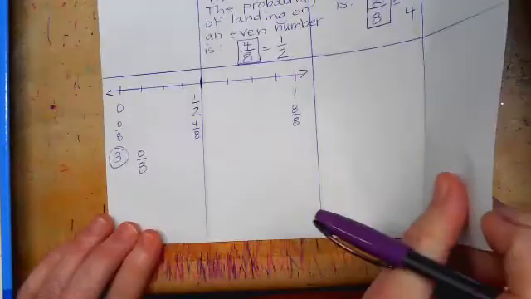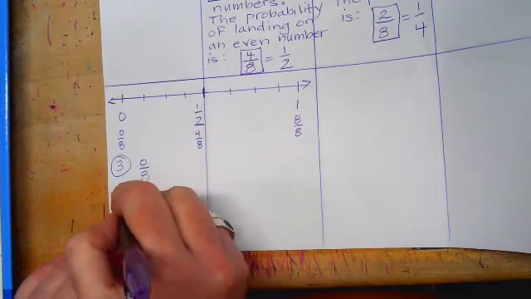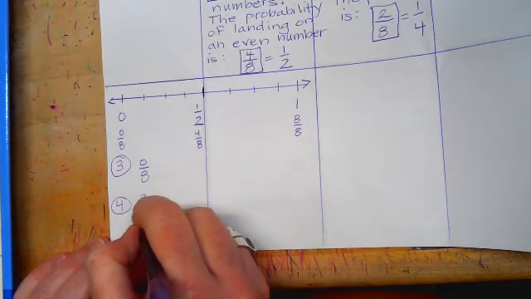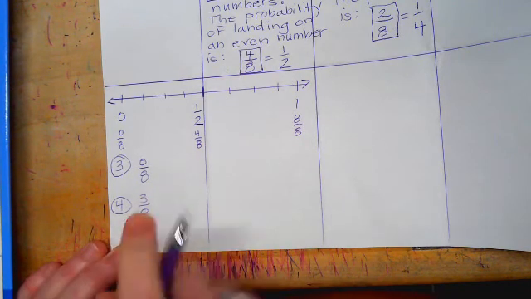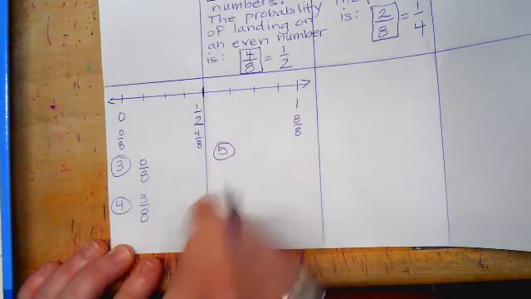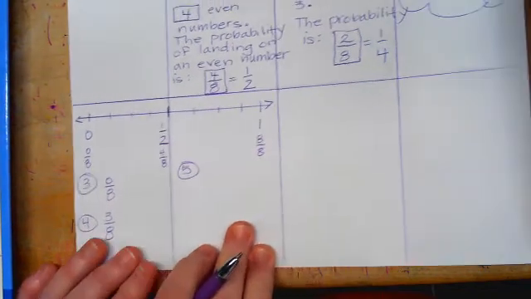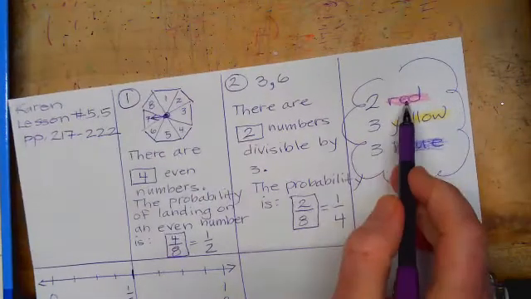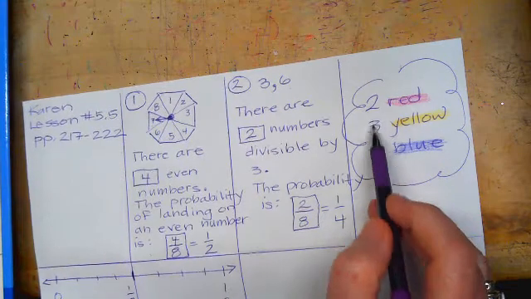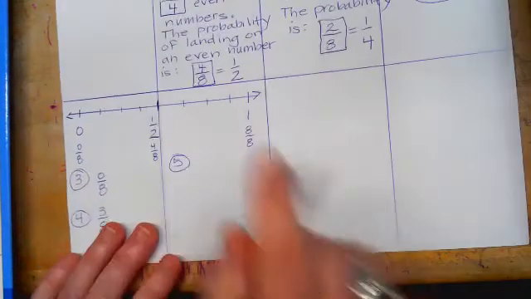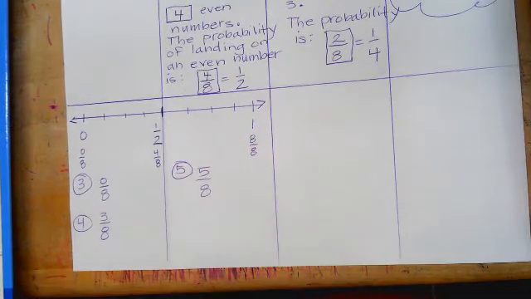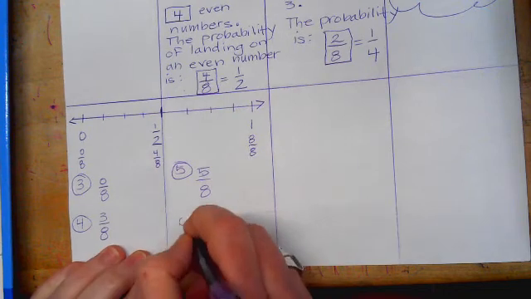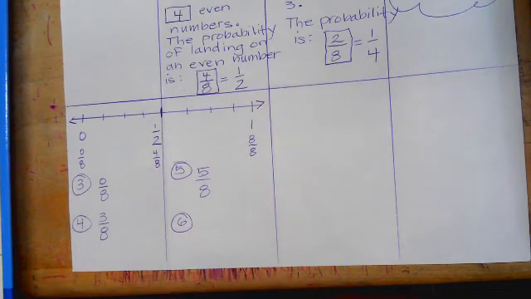The probability of drawing a yellow cube. Well, yellow, we have 3 of them, right? And we have 8 total. So that would be 3 out of 8. I can't reduce 3/8 any further. Number 5, the probability of drawing a red or yellow. So if I have red or yellow, 2 plus 3 is 5. So that would be 5 out of 8 chances. Again, I can't reduce that any further because 5 is a prime number.